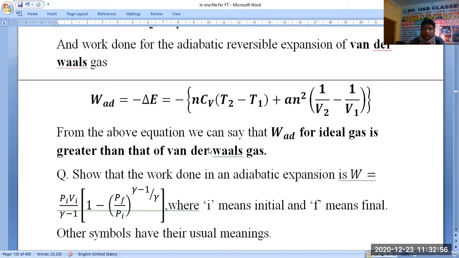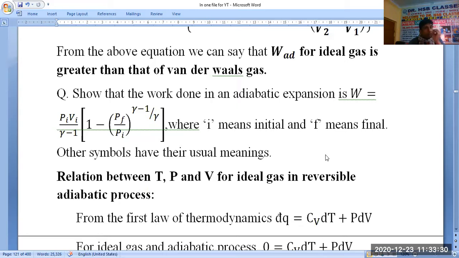From the above equation, we can say that W adiabatic for ideal gas is greater than that of the van der Waals gas. Why? Because in ideal gas there is only one term, and for van der Waals gas there is another term that is negative. If we multiply this with the negative, then this will be negative. So W adiabatic for ideal gas is greater than that of the van der Waals gas. It will be more negative.